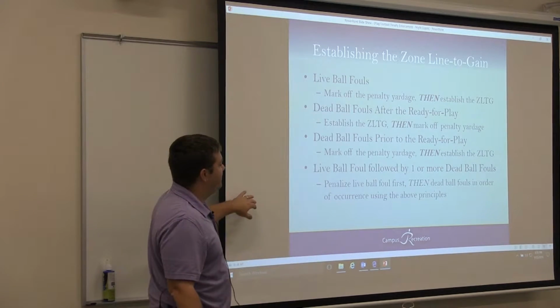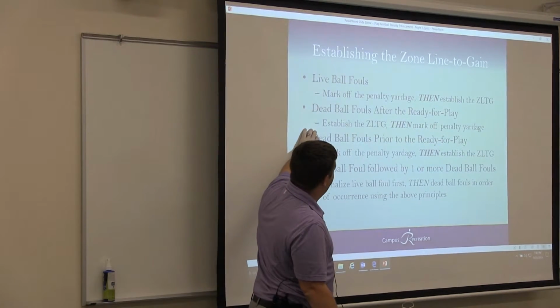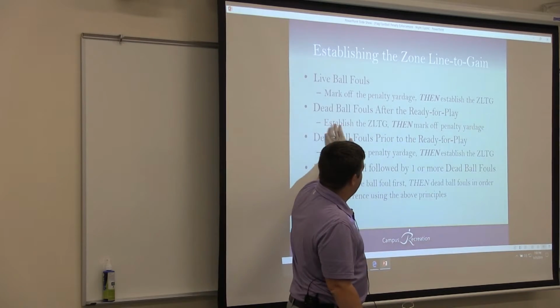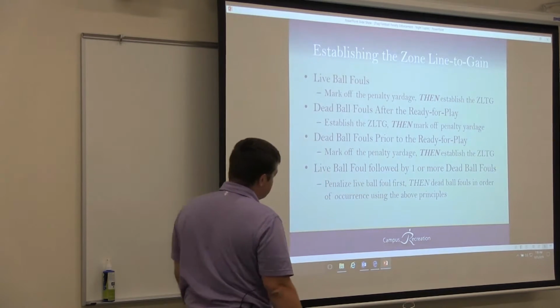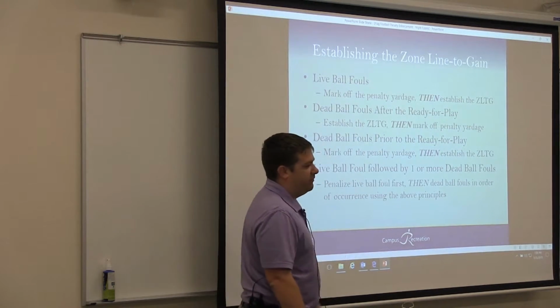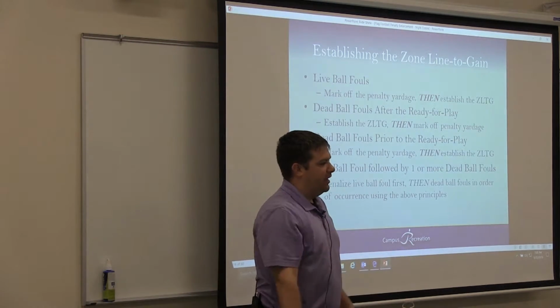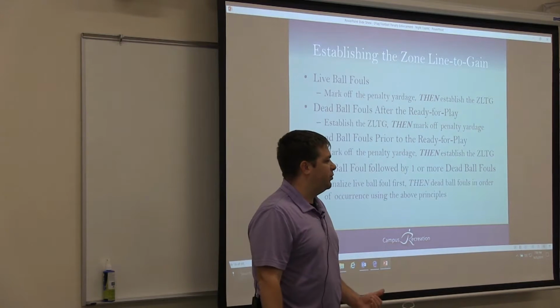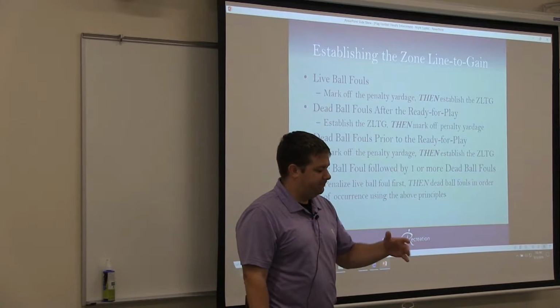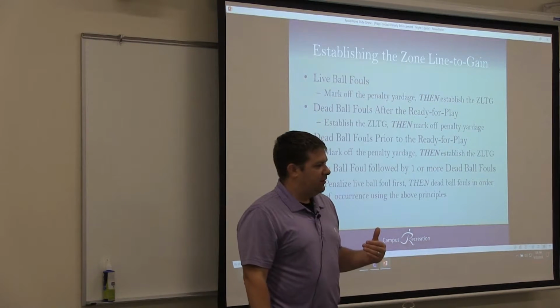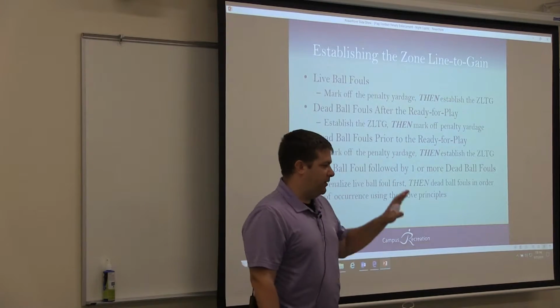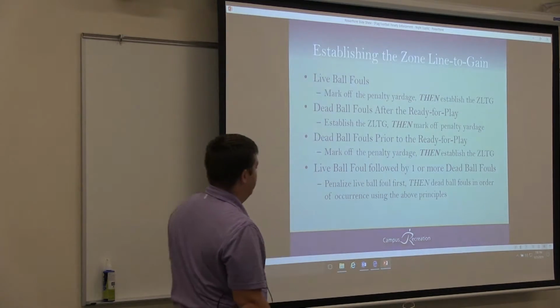Dead ball fouls. After they're ready for play, you mark it off and then establish. So if I say first down 20 again, I hit my ready for play, and then somebody false starts and it brings them behind the 20 or behind that zone line, it's going to be 2 lines to gain. And I've got many more examples that'll help you.